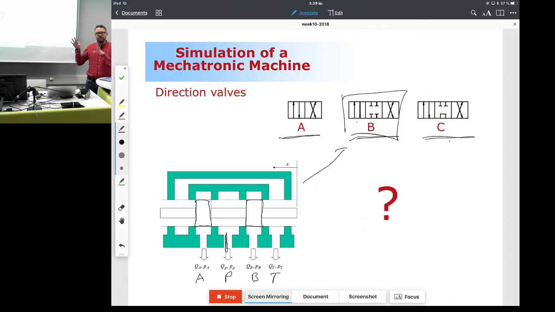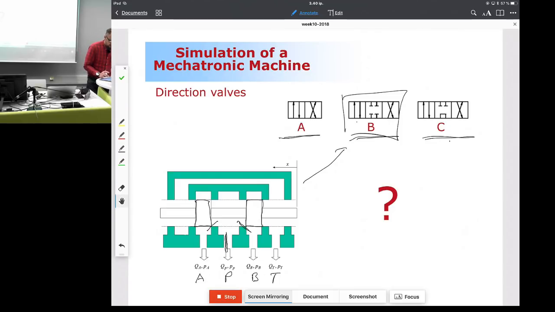In reality, if you have zero lap like shown here, there is always a little bit of leakage, which means that there is always a little bit of flow that can go in this corner here or this corner here, depending on the pressures. But theoretically, there is no leakage, so it's capable of closing everything in a middle connection.